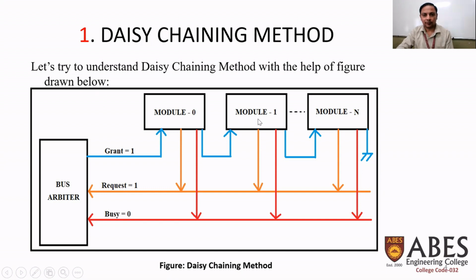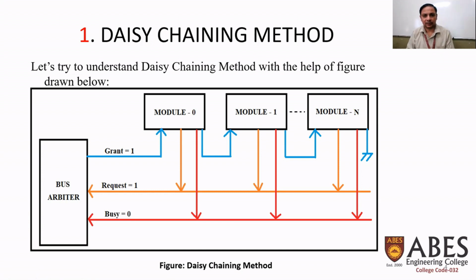When module 1 gets the system bus, it will make this busy line 1. 1 means the system bus is used by someone and is busy. Nobody can access the already occupied system bus. When module 1 completes the task, it will make this busy line 0. It means now the system bus will be available to everybody.